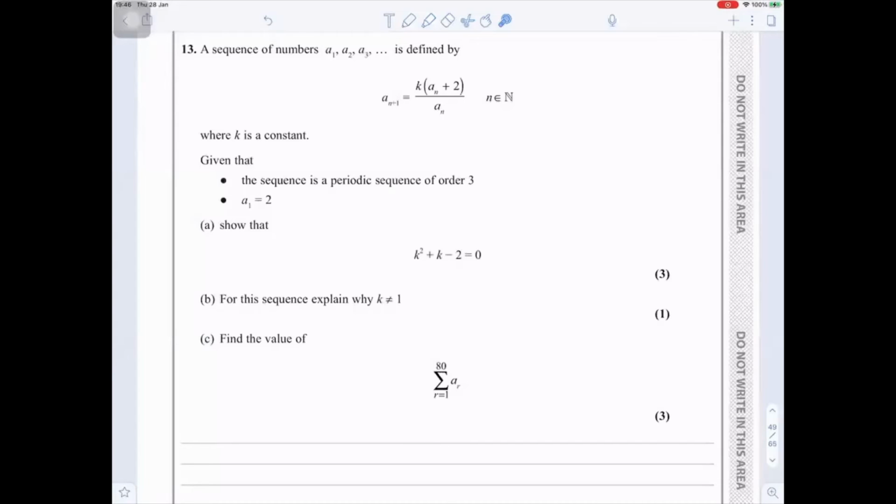Question number 13. A sequence of numbers a1, a2, a3 is defined by a(n+1) equals k bracket (an plus 2) over an, where k is a constant. Given that the sequence is a periodic sequence of order 3, a1 is equal to 2, show that k squared plus k minus 2 is equal to 0.